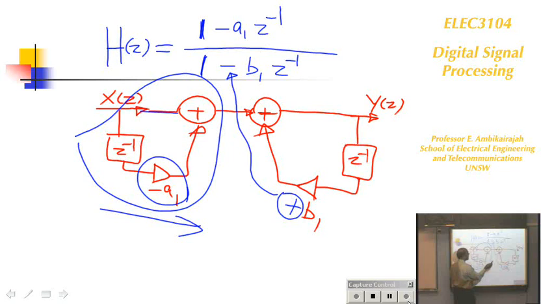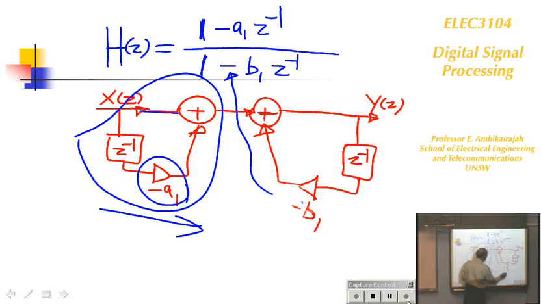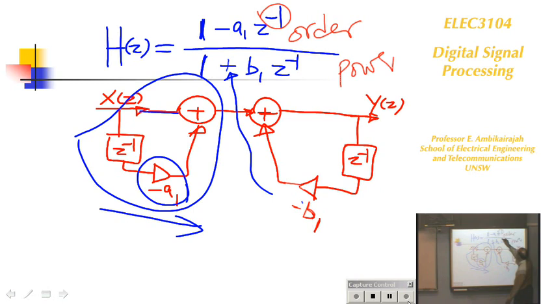If it was minus B1, and if you have had a scenario where this was a minus B1, that was what you were given. In that situation, this should become a plus. That's the part you must be careful, right? Okay, that's just an example of the transform, how to write the transfer function. It's the first order transfer function because this one determines the order or power.